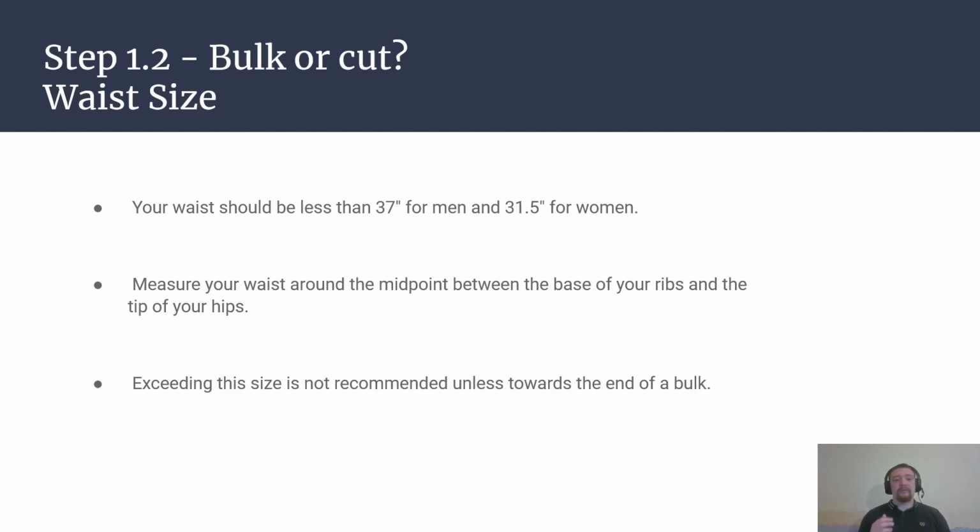Now, the waist size is a good indicator of whether you should actually bulk or cut. For men, your waist should be less than 37 inches. For women, less than 31.5 inches. Now, these guidelines are taken off the NHS website, but I think they are pretty good, actually. You don't really want to be exceeding these waist measurements because it's not going to be good for you at all. Now, to do this, you will simply measure your waist at the midpoint between your ribs and the top of your hips.